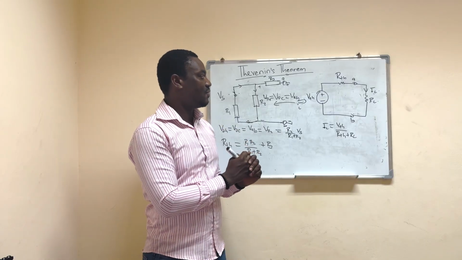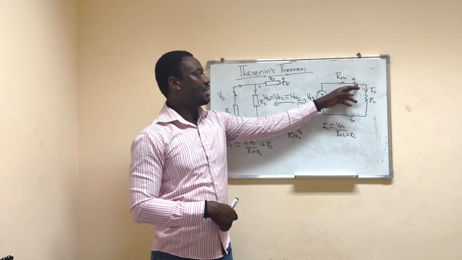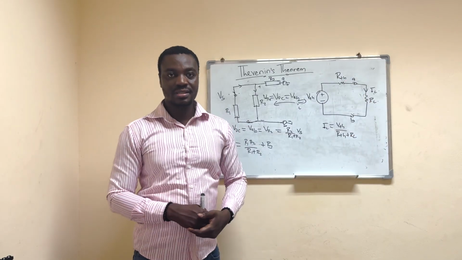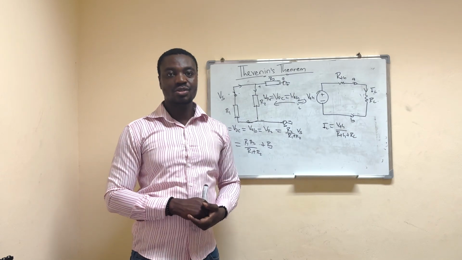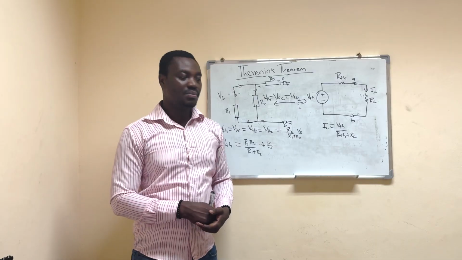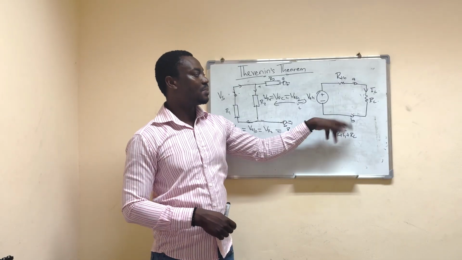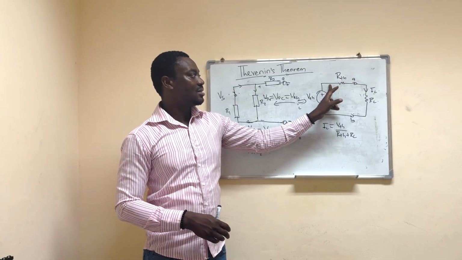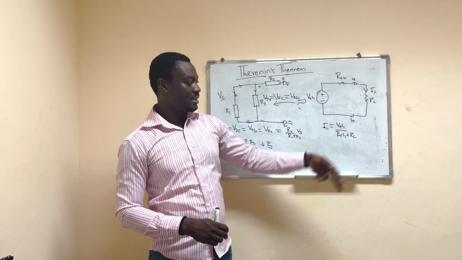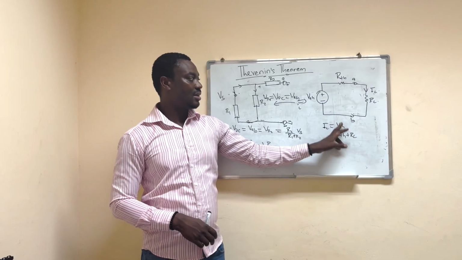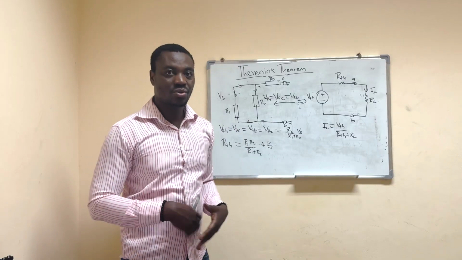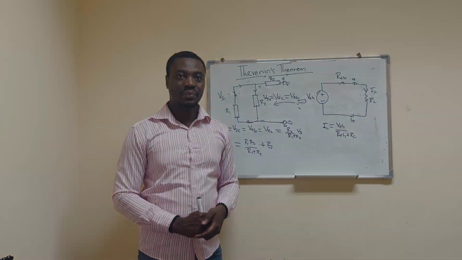Now that we have VTH and RTH, we have our equivalent circuit. Then we connect the load resistor RL and get the current passing through the load resistor, and that is going to be equal to VTH over RTH plus RL, right? So this becomes a simple circuit. You can see that RTH and RL are in series, so the equivalent resistance will be RTH plus RL. Then we have the VTH. So this is how you apply Thevenin's theorem.